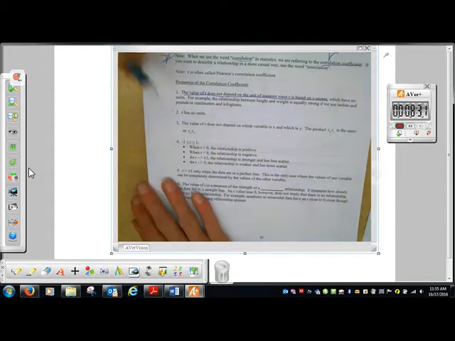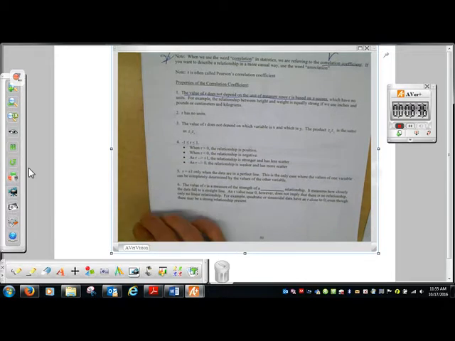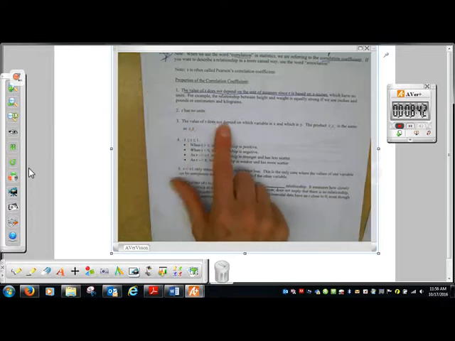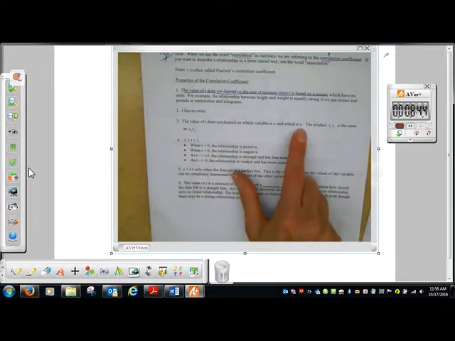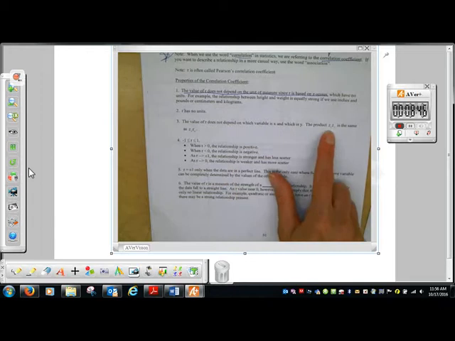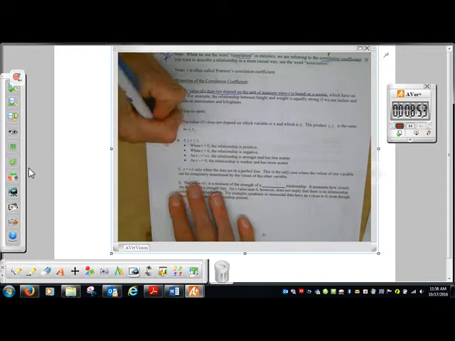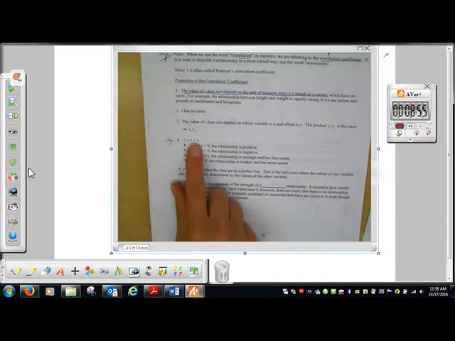So, R has no units. R is called the correlation coefficient. It means the strength of the linear association. It doesn't have the same units as any part of the problem does. Okay, the value of R does not depend on which variable is x and which variable is y. You could switch them around because the products are the same regardless of which order you do them in to find the z-score. Okay, so R is between -1 and +1.